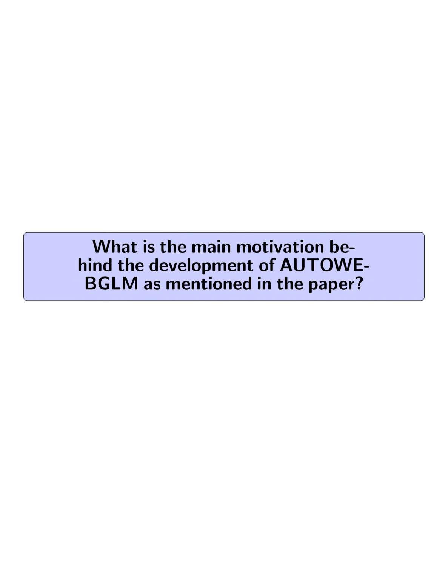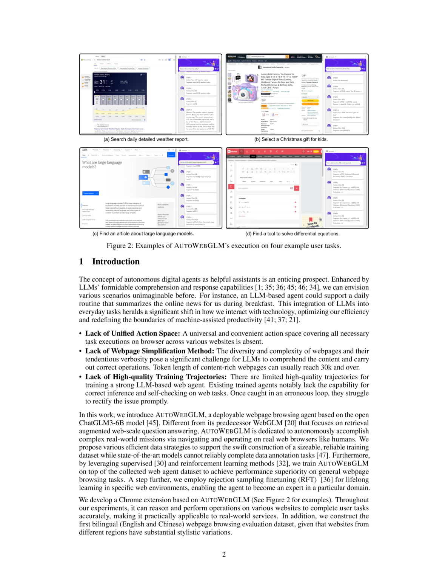What is the main motivation behind the development of AutoWebGLM, as mentioned in the paper? The main motivation behind the development of AutoWebGLM, as mentioned in the paper, is to create a deployable web page browsing agent based on the ChatGLM 3-6B model that can autonomously accomplish complex real-world missions by navigating and operating on real web browsers like humans.